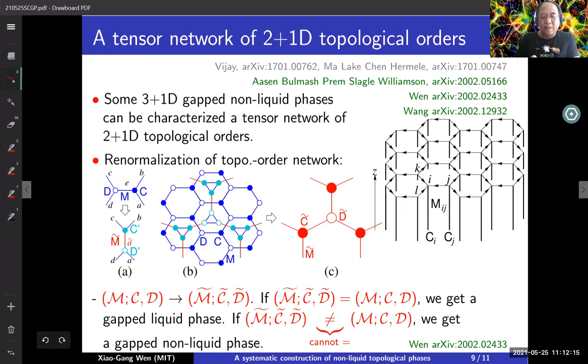And we can change this kind of junction into this vertical junction. And then we can treat these three junctions together as a single junction, et cetera. And so it turns out that under this tensor network renormalization of topological order, if the surface topological order goes back to itself, for example, if you have a network of topological order described by this M, C and D, the junction, and they transform into a new network described by this M tilde, C tilde, D tilde. If under renormalization they are the same, then we get the gapped liquid fixed point. However, in most cases, they are not the same and they cannot be the same. Then that's how we get the non-liquid fixed point. So this is one way to get the non-liquid fixed point.